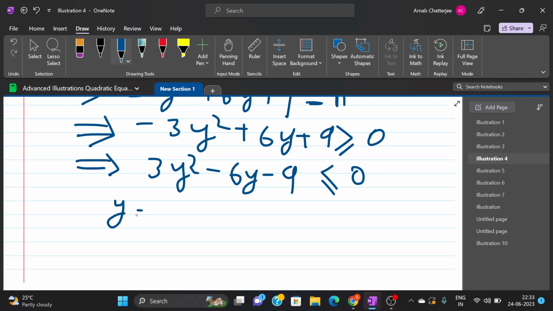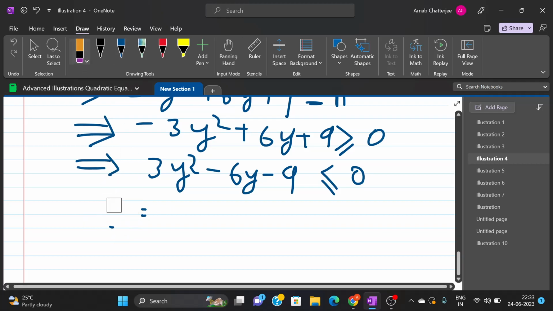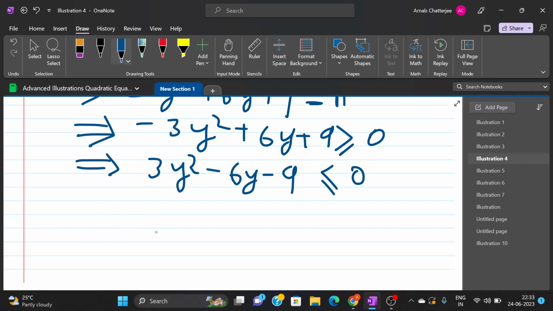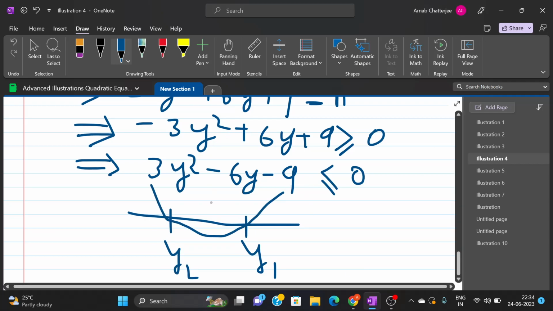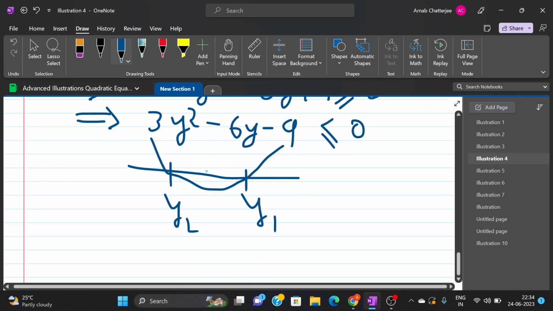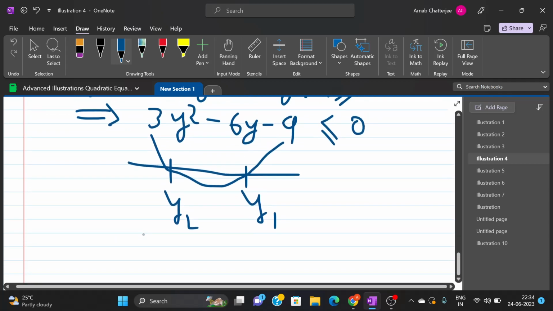So I have two values of y, and y will lie between the roots. That is for sure. We will have two roots for y, and all the values of y will be between the roots only, since it is less than or equal to 0. Let us say y1 and y2 are the roots. So the graph will be something like this. So let us find all the possible integer values for which this is less than or equal to 0.